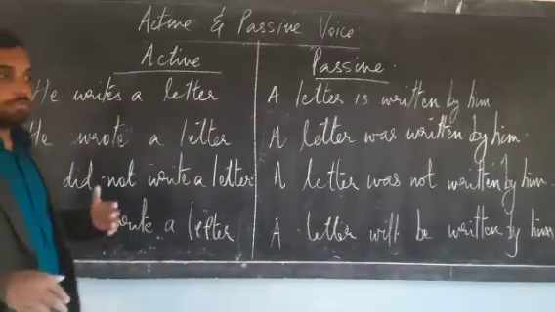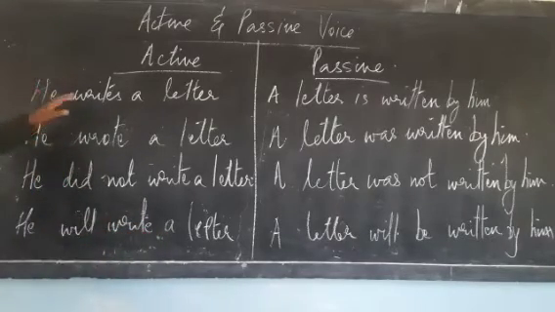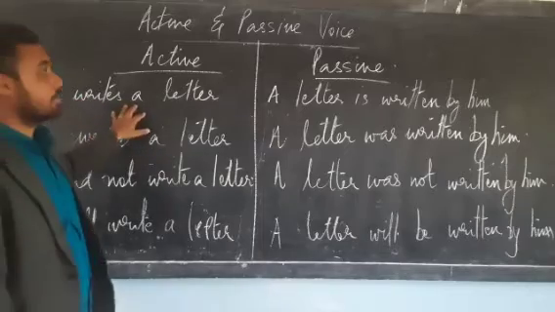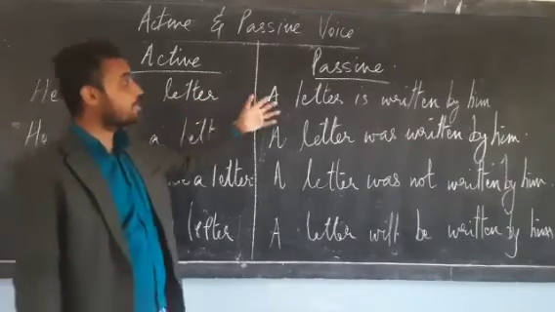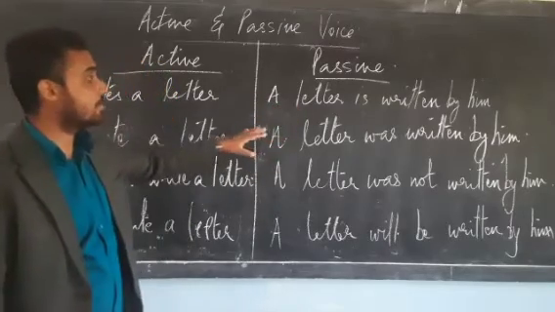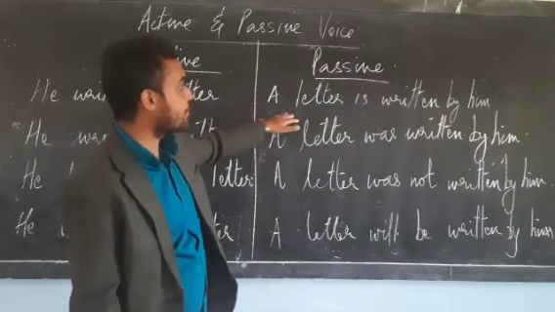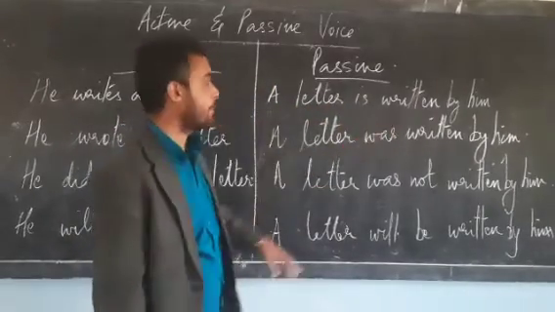Now we are going to see the different tenses and what they change to in passive voice. We already discussed the simple present form, that is, he writes a letter. This is an active form of the sentence. Now when we change it into passive, we simply understood that the object comes at the beginning. So the passive form will be written as, a letter is written by him.